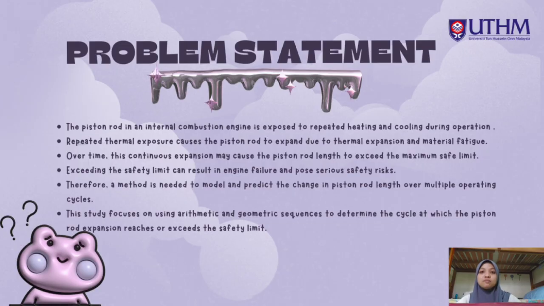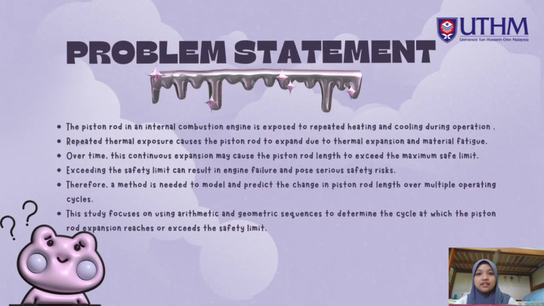For this slide, I will explain the problem statement of our project. The piston rod in an internal combustion engine is exposed to rapid heating and cooling during engine operation. As a result of this continuous temperature change, the piston rod experiences thermal expansion, causing its length to increase gradually over time. When this process happens rapidly over many operating cycles, the expansion may accumulate and cause the piston rod length to exceed the maximum safe limit.